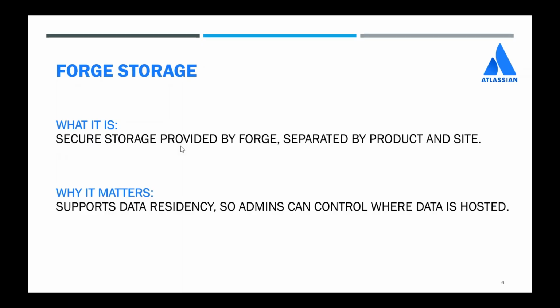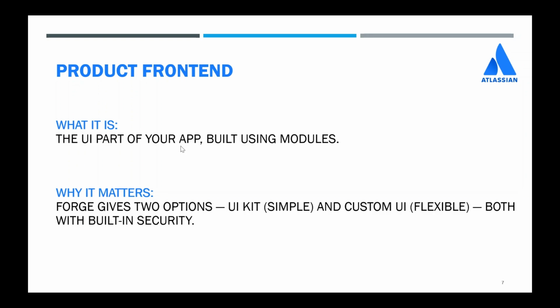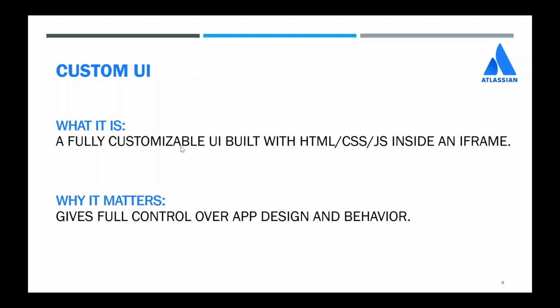Forge storage. What is it? Secure storage provided by Forge, separated by product and site. Why it matters? It supports data residency, so admins can control where data is hosted. What is product frontend? The UI part of your app built using modules. Why it matters? Forge gives two options, UI kit and custom UI, both with built-in security. Custom UI, what is it? A fully customizable UI built with HTML, CSS, JS inside an iframe. Why it matters? It gives full control over app design and behavior.